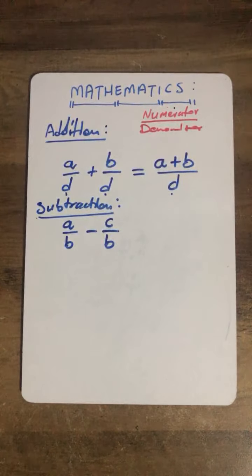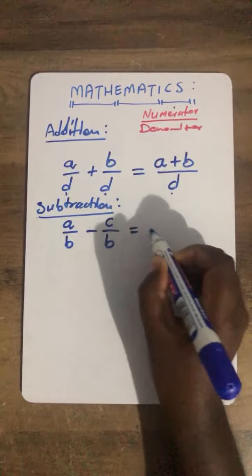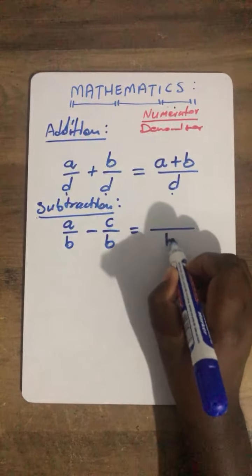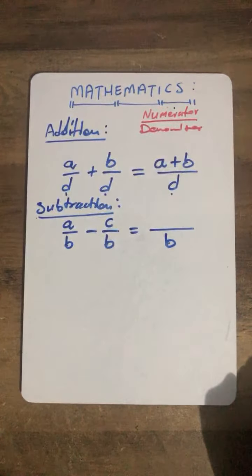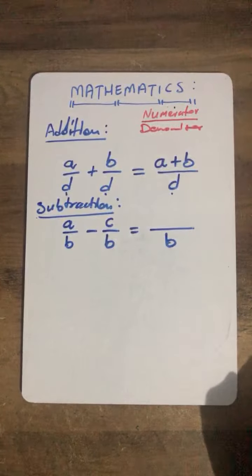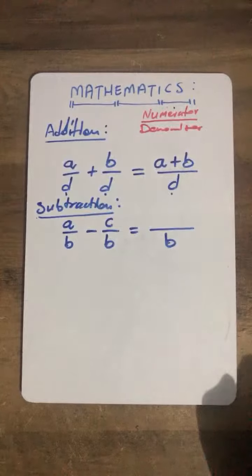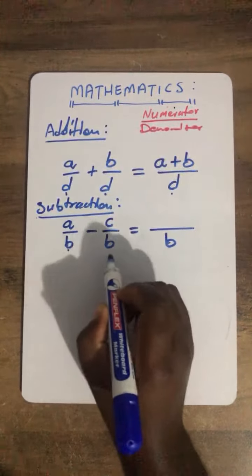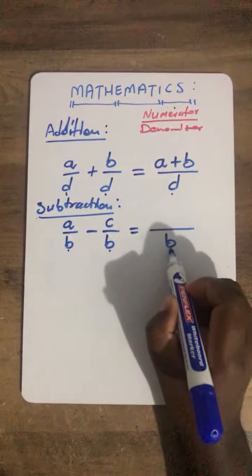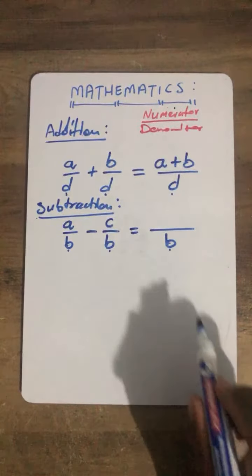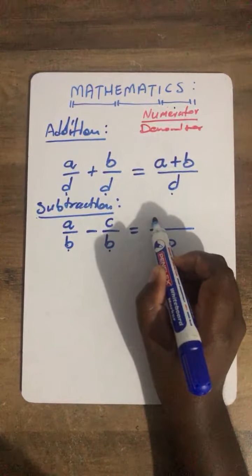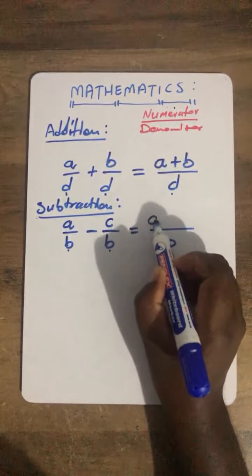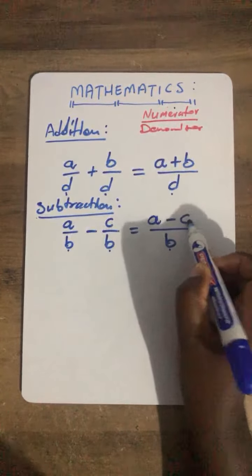Remember, the denominators must be the same for you to say this is equal to that. That means if the denominators are not the same, that's when you use the LCD. You will learn more about that as we continue. But for now, we start with the basics where the denominators are the same. If they are the same, you represent it as 1 there, and then you subtract the numerators, meaning you have A minus C.